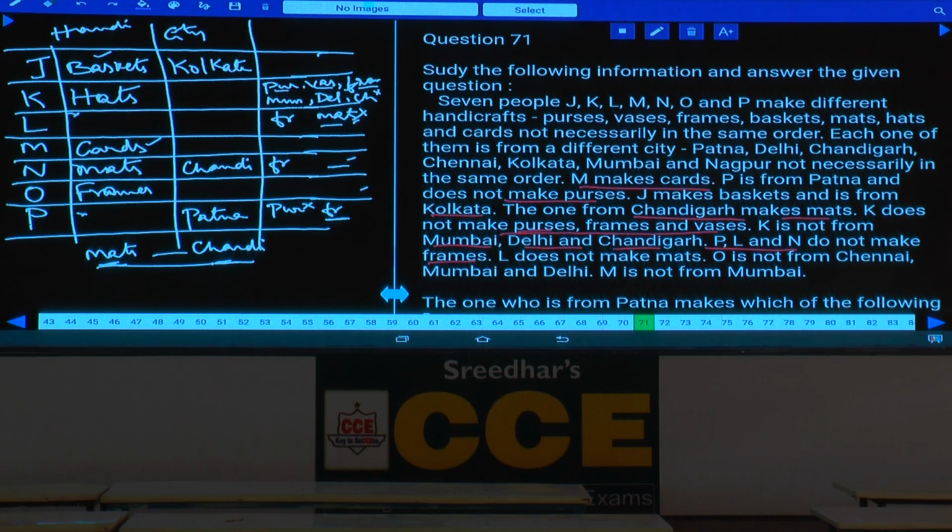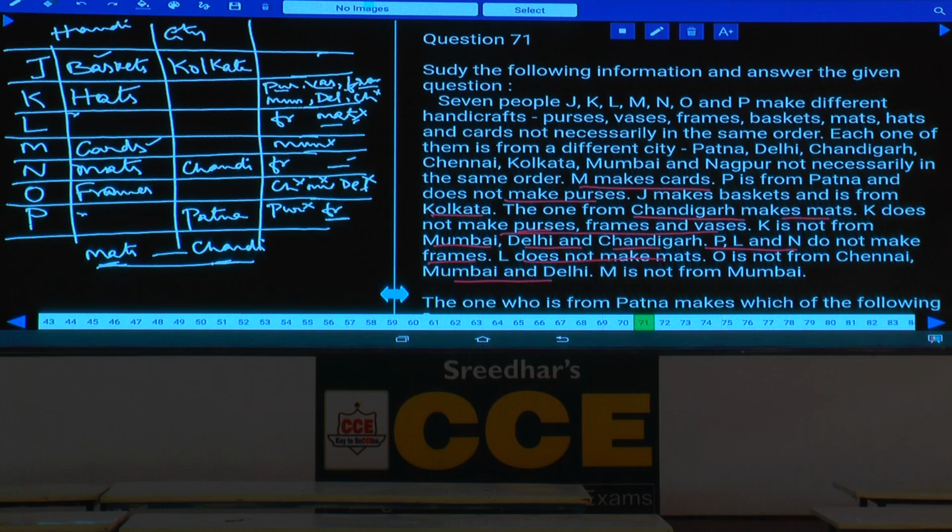L does not make mat. O is not from Chennai, Mumbai and Delhi. O is not from Chennai, not from Mumbai, isn't it? Not from Delhi. O is not from Mumbai, Chennai and Delhi. M is not from Mumbai. Now let us take the possibilities for this Mumbai.